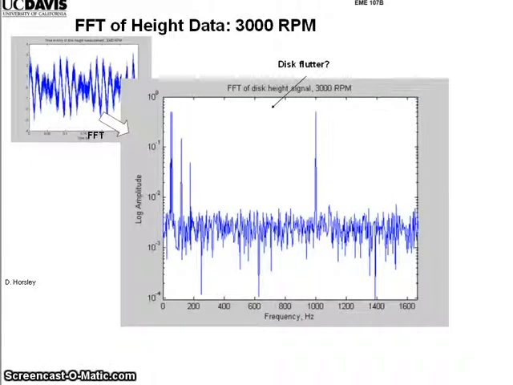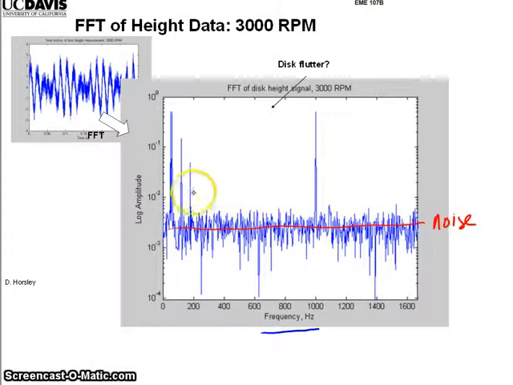So let's look at this. This is a plot of the height data, the z of t, but now I've taken the FFT of it. Instead of a plot of z versus time, I now have a plot versus frequency. It shows all the frequencies that are contained in that signal. This is log amplitude, going from 10 to the 0 or 1 down to about 10 to the minus 3. This stuff here is basically the noise level of the measurement, random noise.